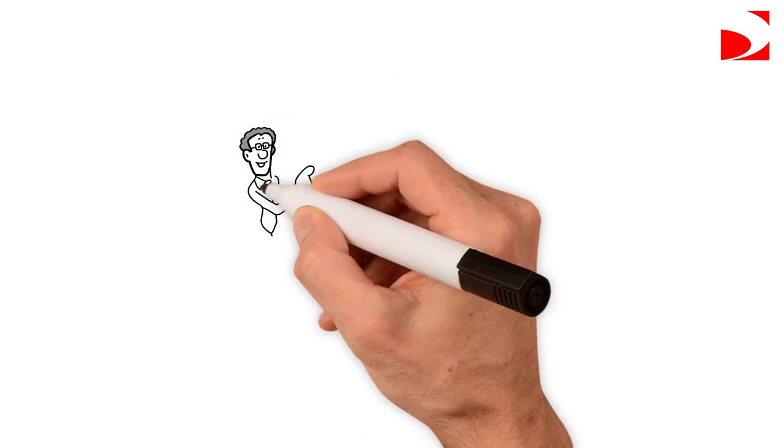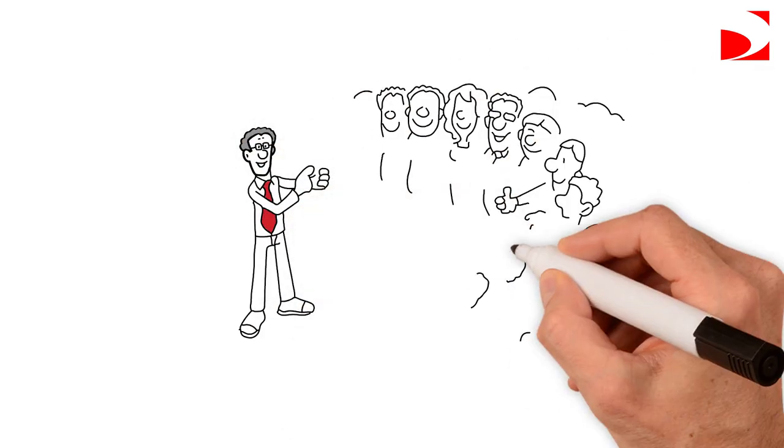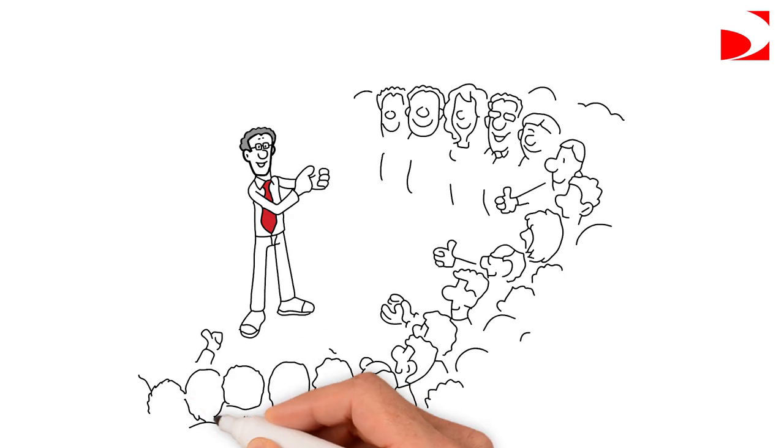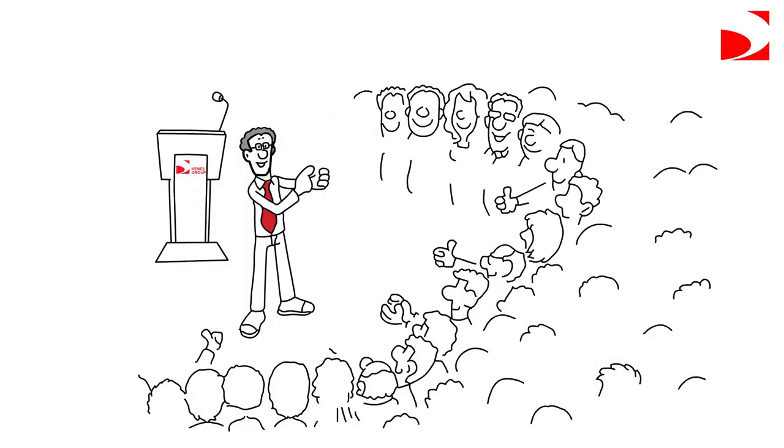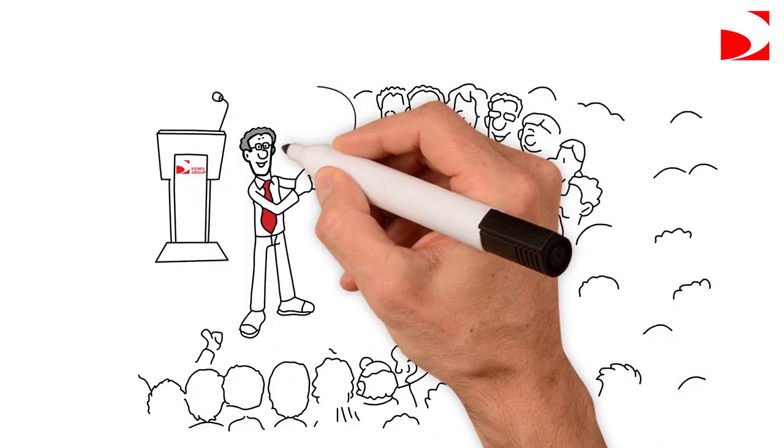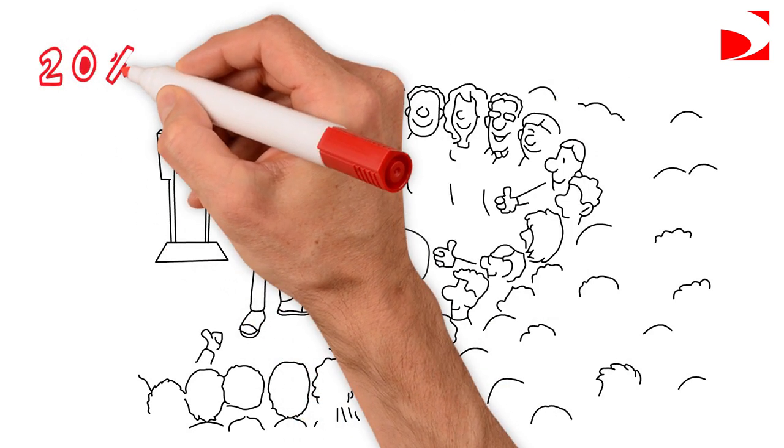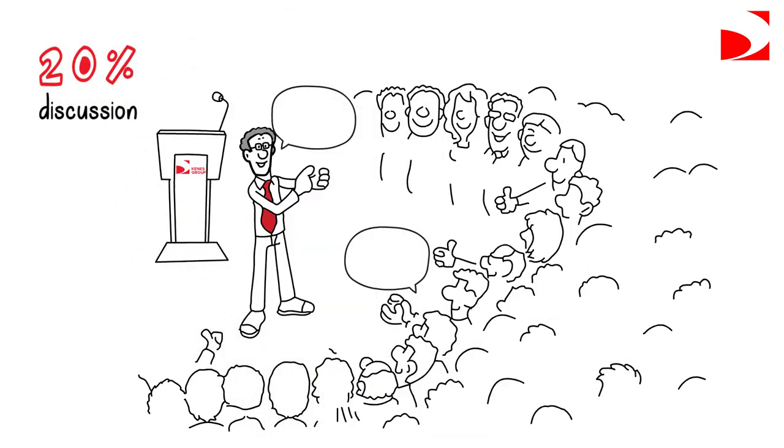To connect with the audience, smile. Show enthusiasm by moving your arms. Make eye contact with them and get out from behind the podium. The last step is making your presentation more interactive. As a rule of thumb, dedicate 20% of your allotted time to audience discussion.